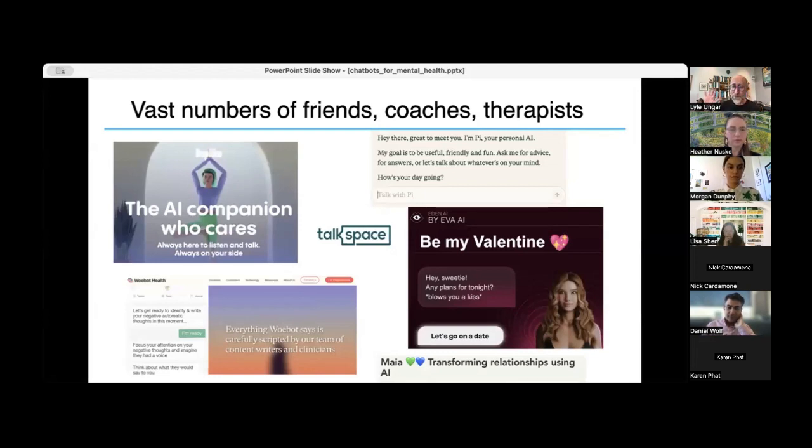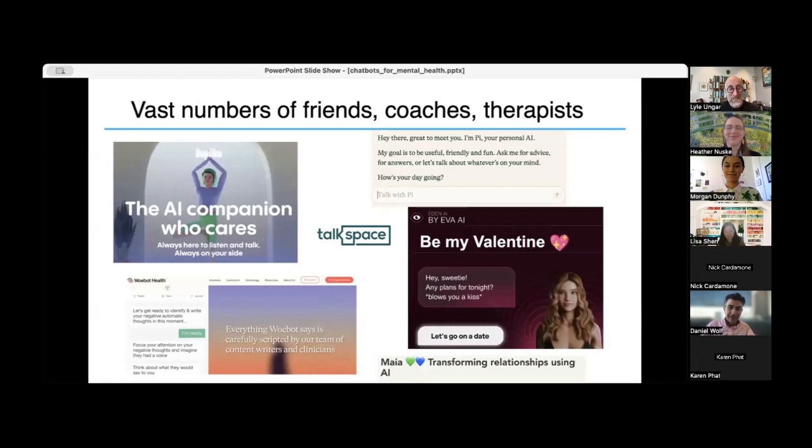How many people have known Replika? It'd be fun to play with these things. This is, I quote, the AI companion who cares, always there to listen and talk, always on your side. It's not a therapy bot. It's just a friend bot. But a number of people find it a very good friend and get very upset if they change it. There are other places like Pi, which is another super friendly personal AI, which is a good example of personas. There are, of course, a vast number of porn bots. I picked the one that I most recently got spammed by, which wants me to be her Valentine.